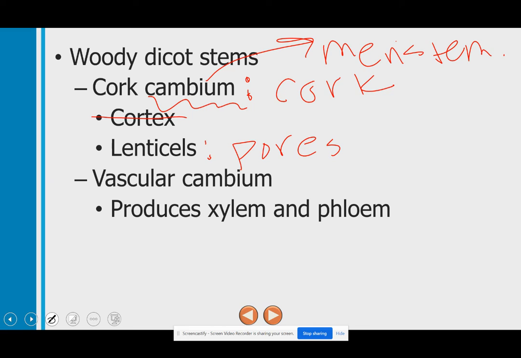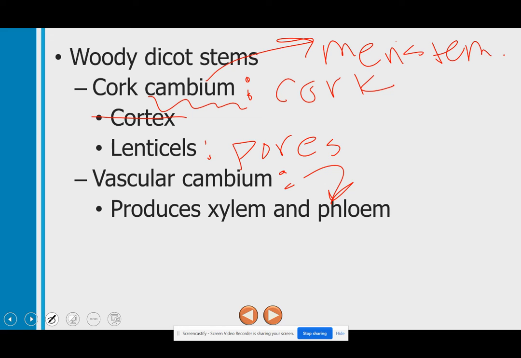The next thing I want you to know is the vascular cambium. So just like I said, cambium is a type of meristematic tissue, which means it's going to produce something. Well, the vascular cambium, guess what it's going to produce? Vascular tissue, which we know are xylem and phloem. So the vascular cambium is the most active layer. It's constantly producing new cells as long as that plant is alive.